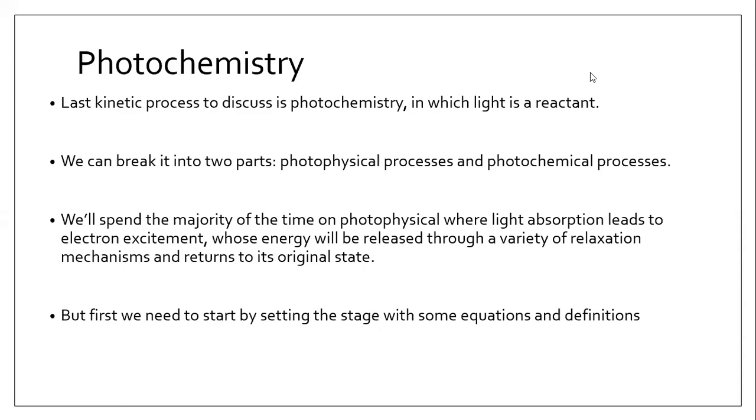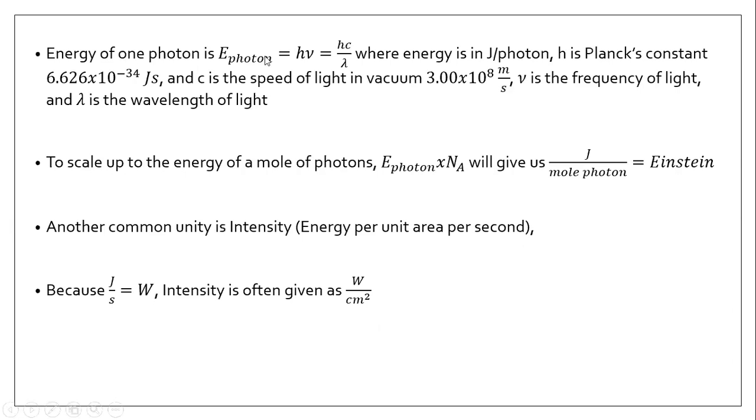This leads to electron excitation, whose energy then can be released through a variety of relaxation mechanisms to get down to the original state. But first, we need to set the stage with some equations. The energy of one photon of light is essentially h nu, where nu is equal to c over lambda. So the energy of a photon is hc over lambda, in units of joules per photon.